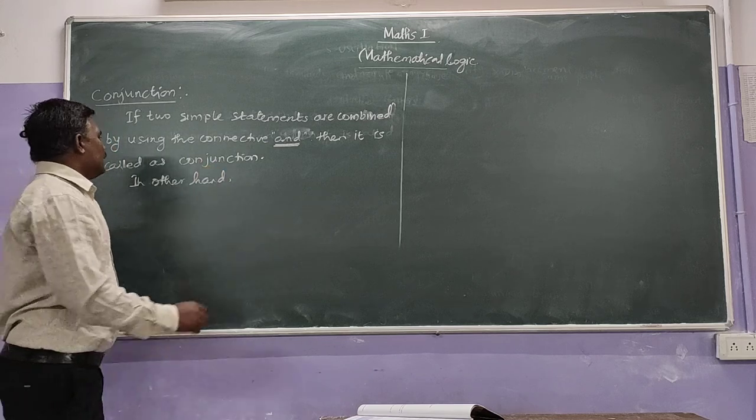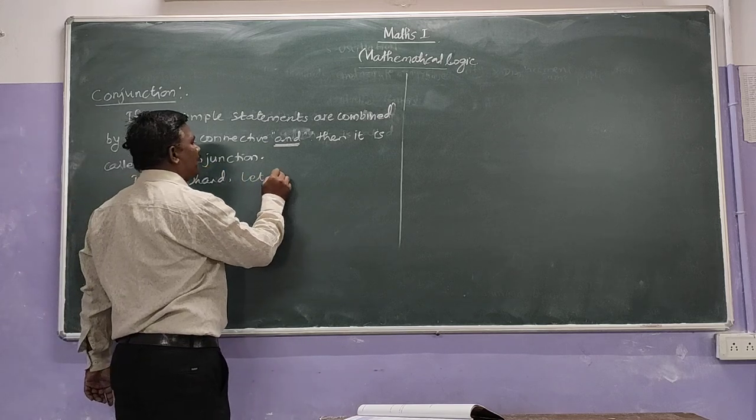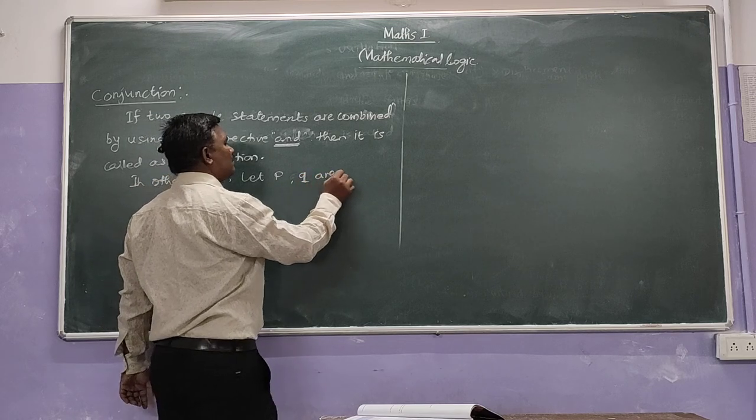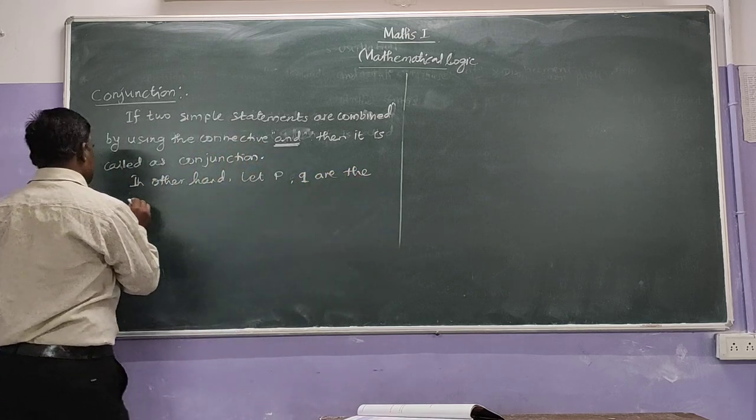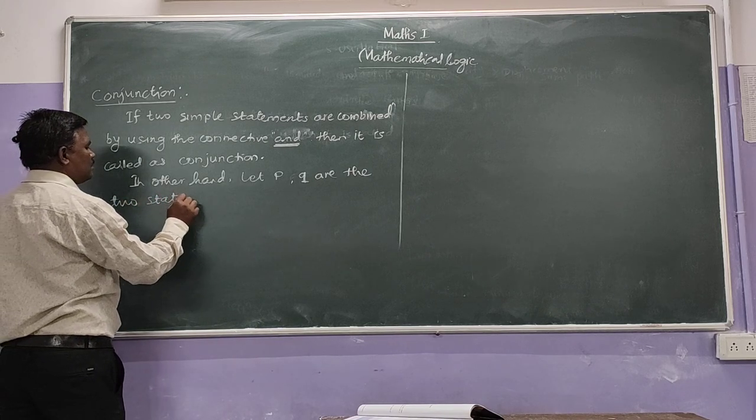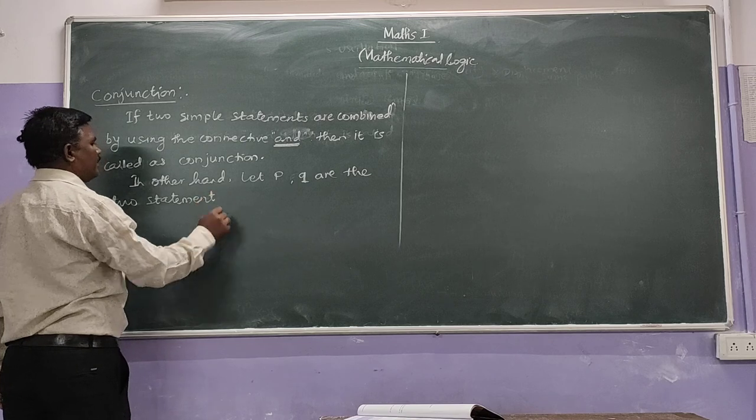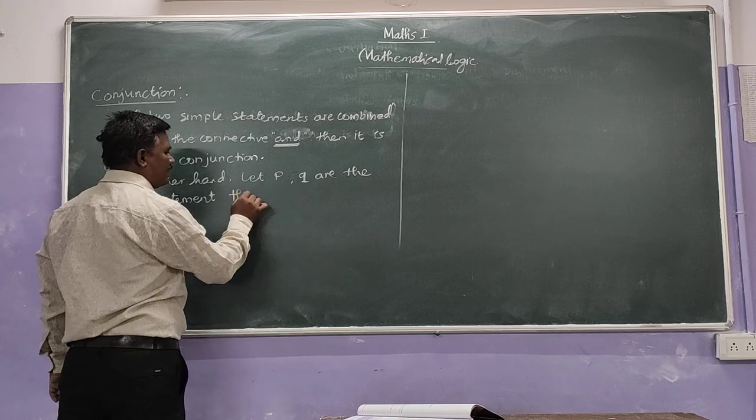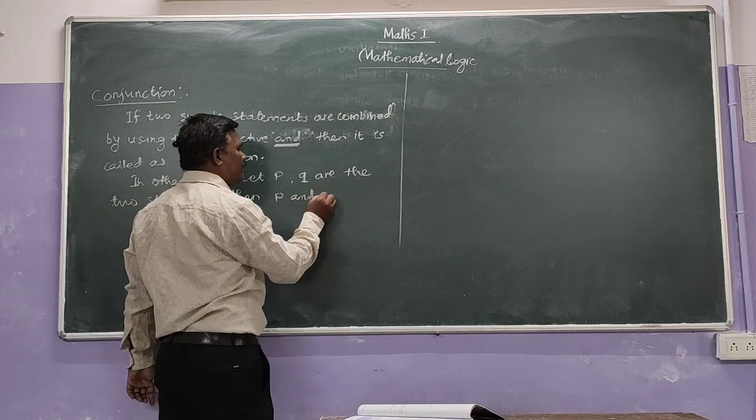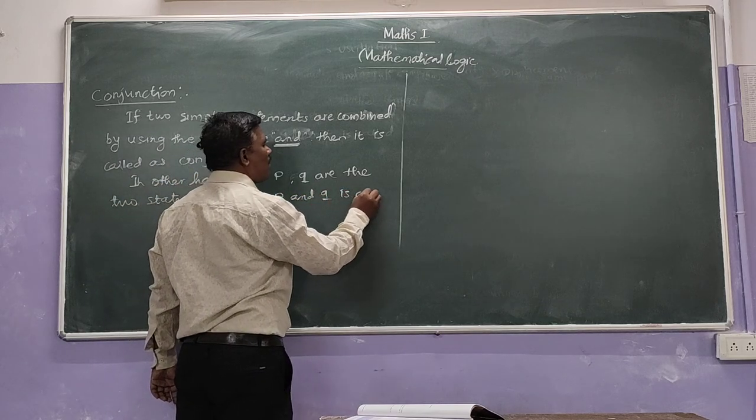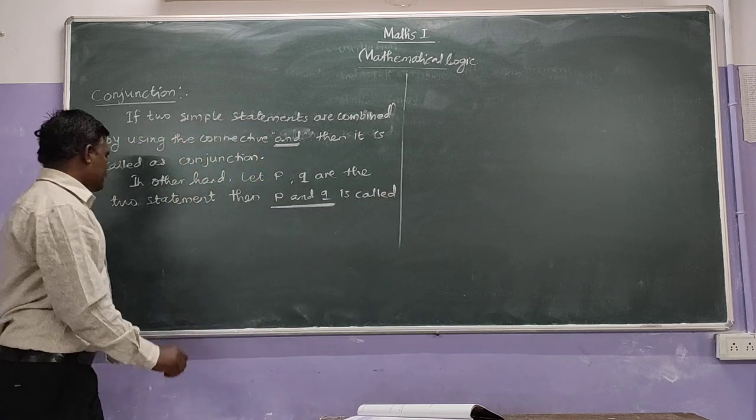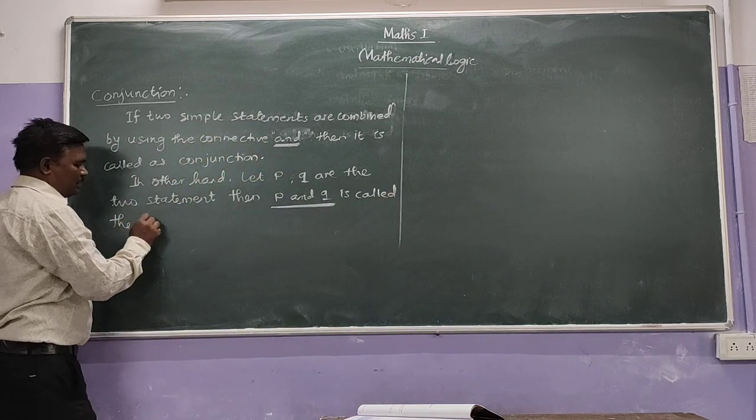In other words, let P, Q be two statements. Then P and Q is called the conjunction.